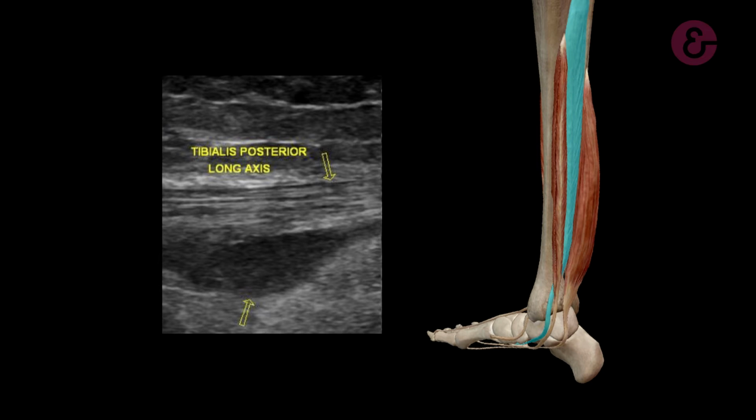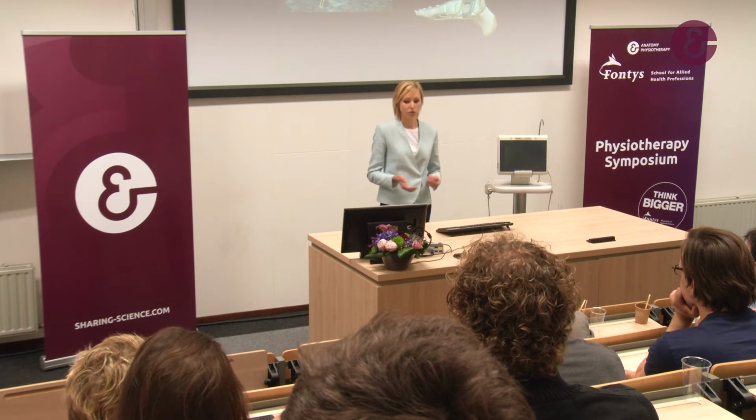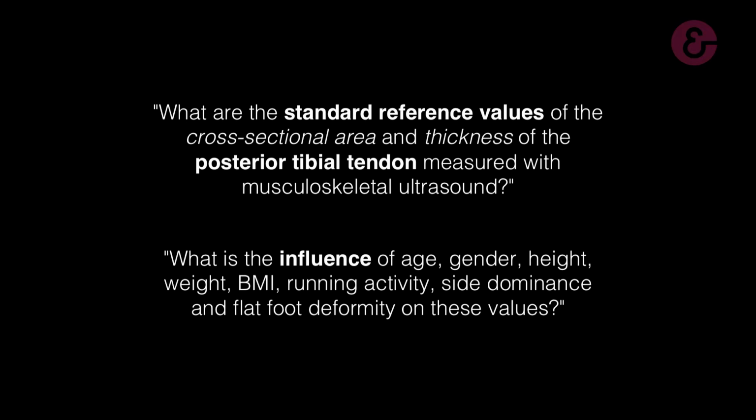So for further investigation of Ben's tendon, I paused the screen in order to measure the thickness and the cross-sectional area of his tendon. For accurate and correct diagnosis of posterior tibial tendon dysfunction, these values should be compared to standard reference values. But how do I know what's normal? This has resulted in the following research question. What are the standard reference values for musculoskeletal ultrasound of the cross-sectional area and the thickness of the posterior tibial tendon?